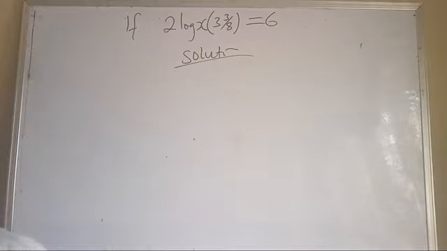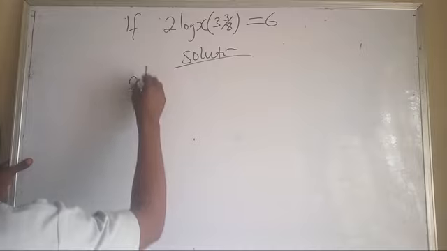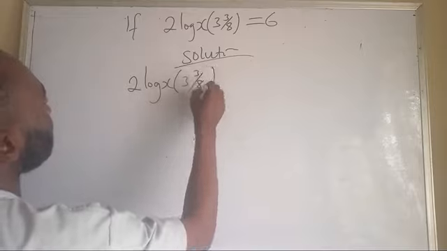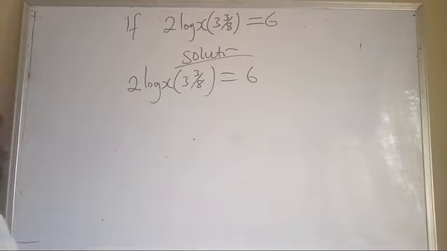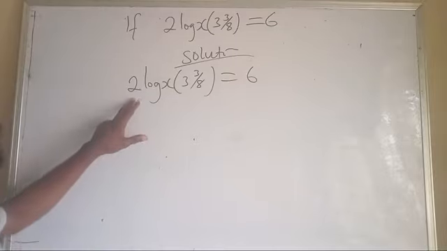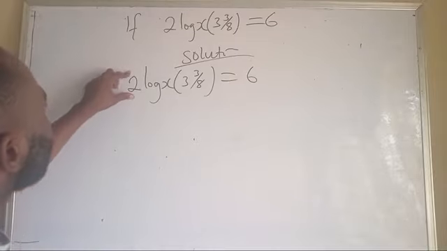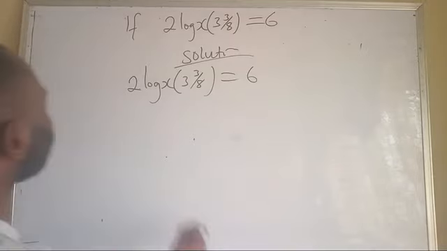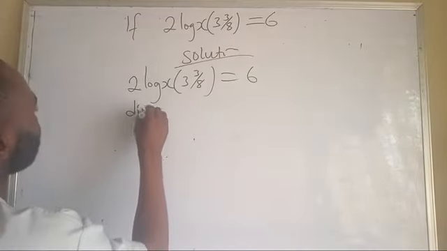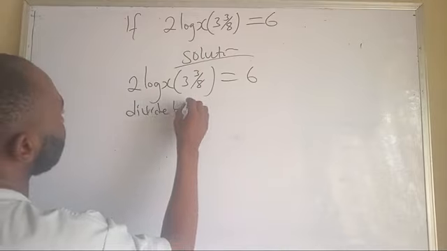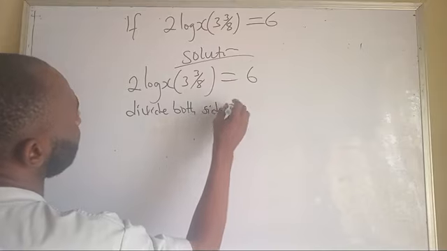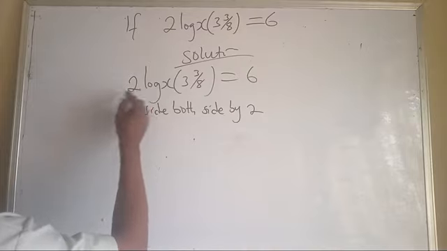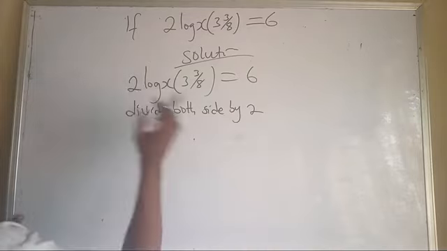So when you have this kind of question, what you should do: you see that we have 2 of this and it's equal to 6. So the first step you're going to do is divide both sides by 2, so that we'll eliminate these 2.